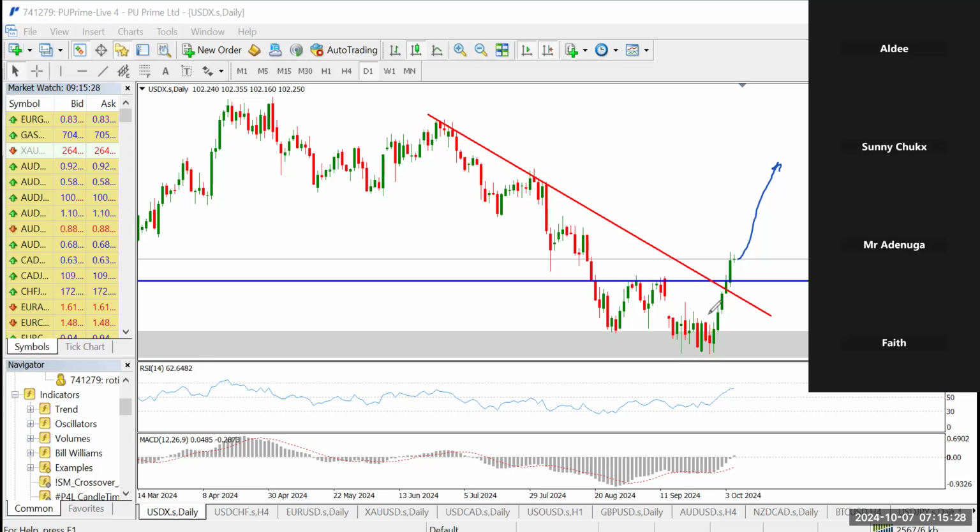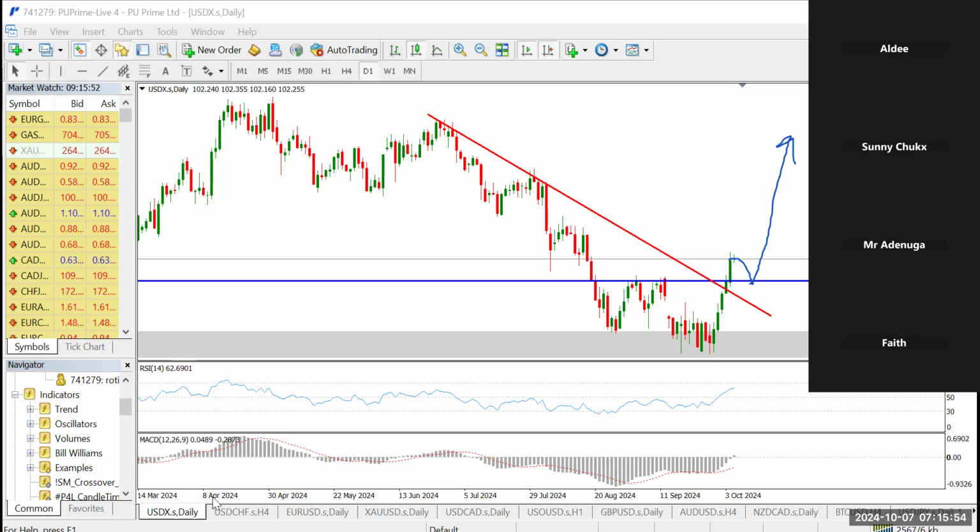Now, it's possible for us to experience some retracement. It's a 50-50. We might experience some retracement. It's not a must for price to retest this previous resistance turned support. It may not, but we may experience a retracement before we have a further continuation. But generally speaking, the major trend for the dollar for now is a bullish trend. So let's watch out for that.